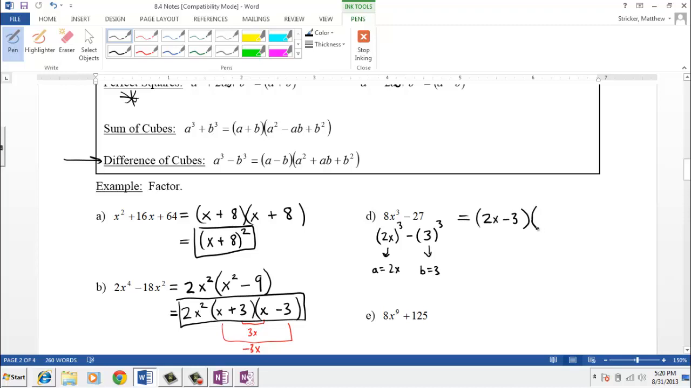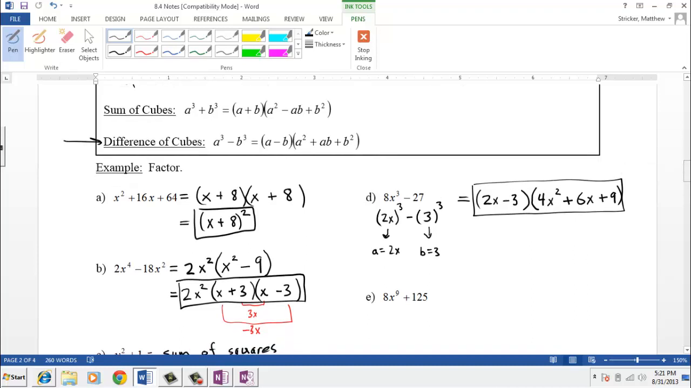Then we move to the second set of parentheses. We have A squared. Well, A squared is 2x times 2x, which is 4x squared. Then we have A times B, which is 2x times 3, or a positive 6x. And then lastly, we have B squared, which is 3 times 3, or 9. And that is how you factor a difference of cubes.